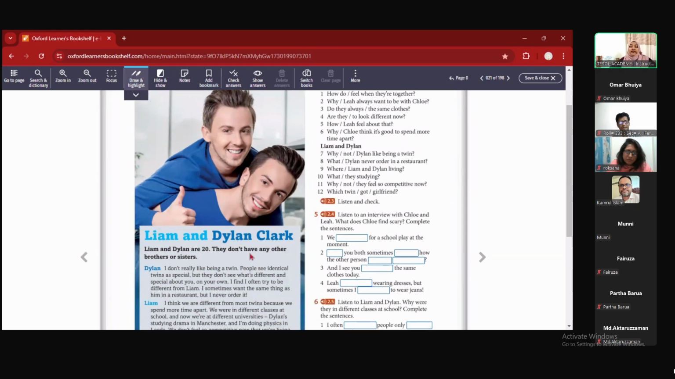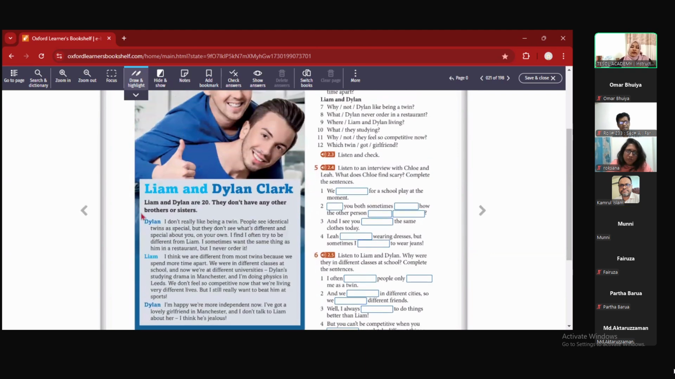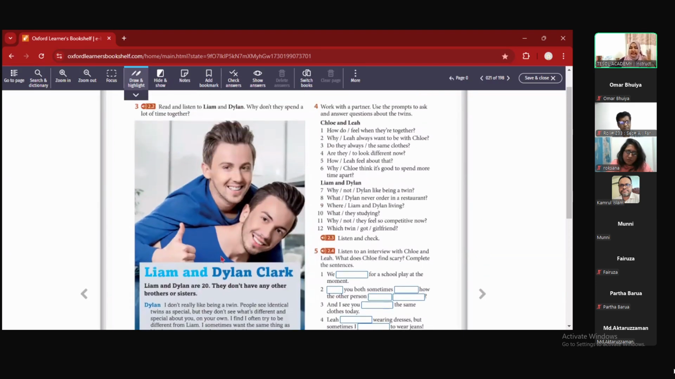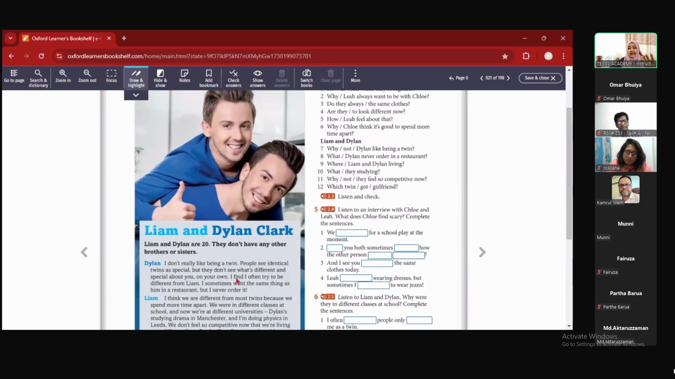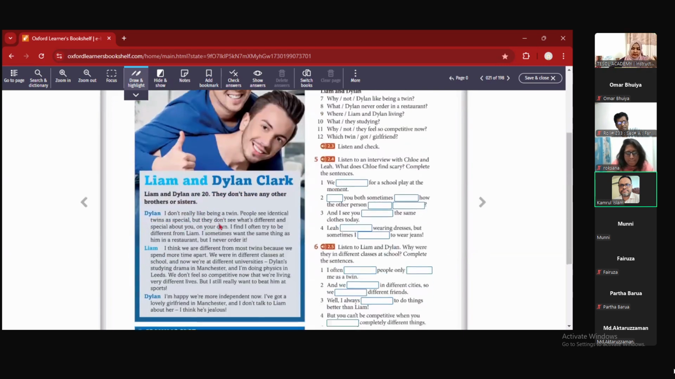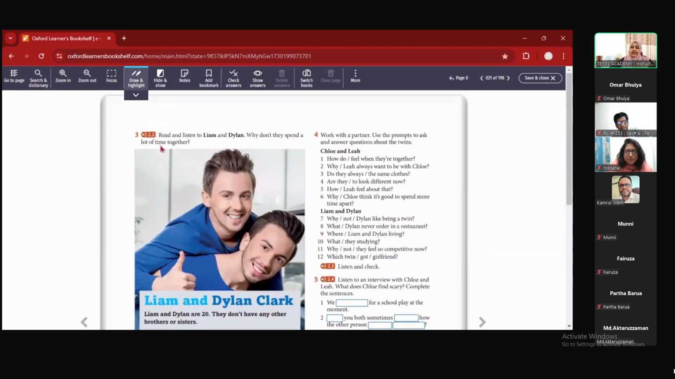And we have a passage about them as well, just like Chloe and Leah. So let's first listen to what they have to say about each other, the two brothers, and then we can read it as well. I'll play the audio, same as before, and give you the passage in front of you so that you can read along with the audio. So let's pay attention and then jump into the other lessons.